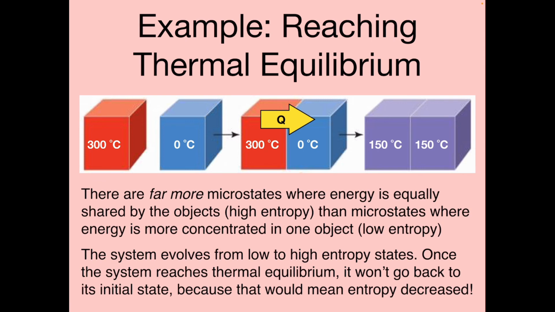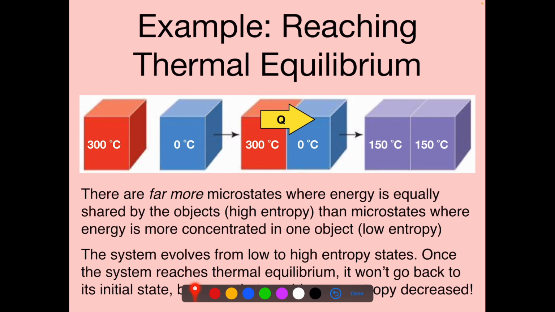So why does that actually happen? Well, again, it has to do with the second law of thermodynamics. There are far more microstates where the energy is equally shared by the two objects and they have the same temperature, compared to microstates where one object is hogging all of the energy. So if energy is concentrated in the hot object, there's very little energy in the cold object, there just aren't that many microstates that correspond to that.